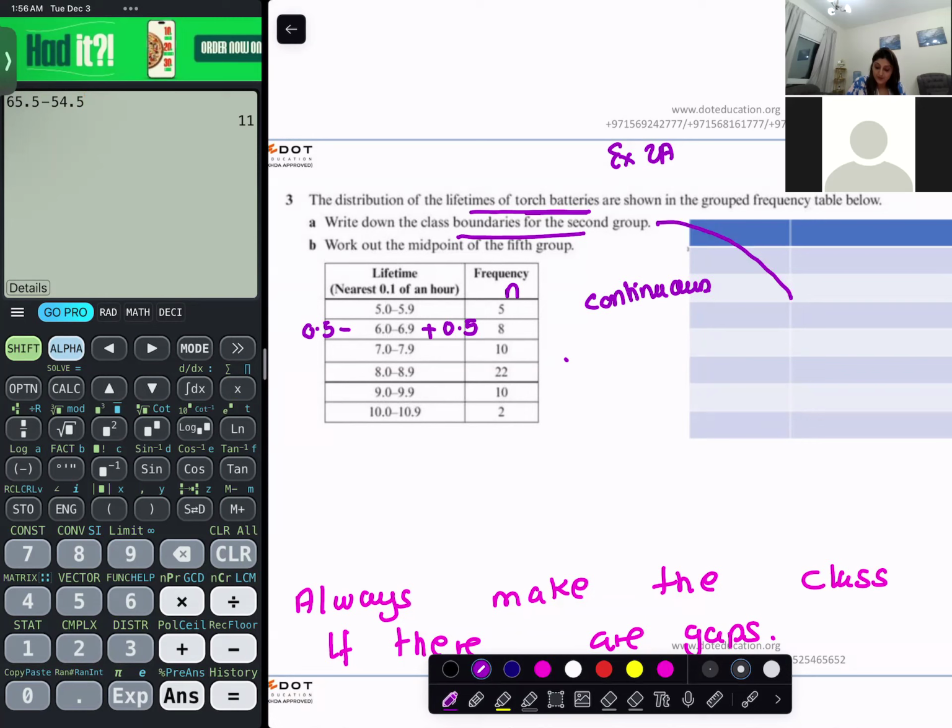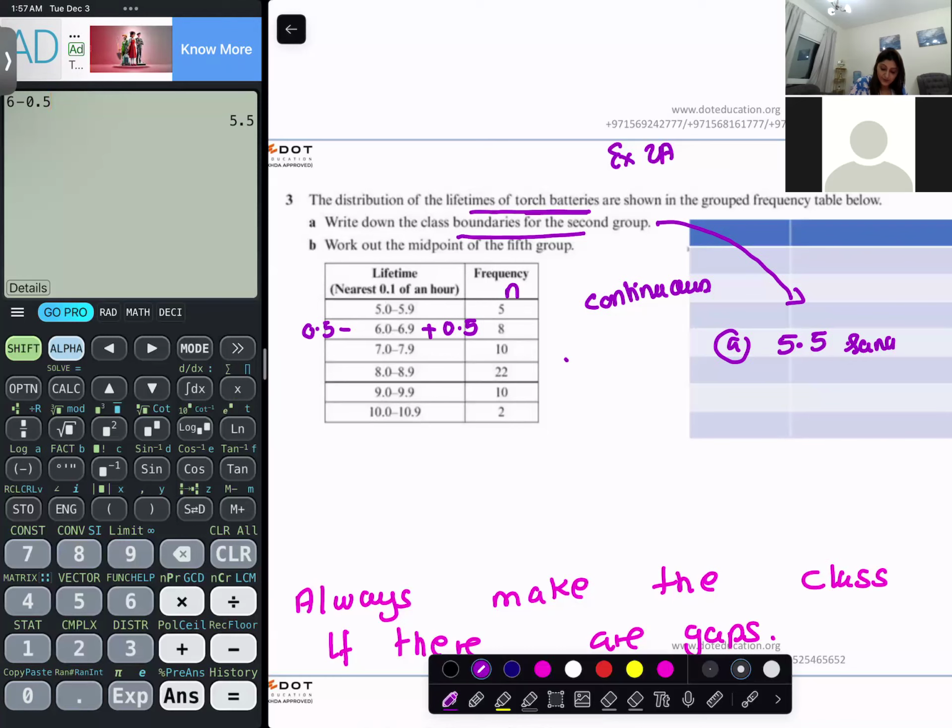So class boundaries of the second group, my answer A would be minus 0.5, 5.5, and add 0.5 to the upper bound, 6.95.